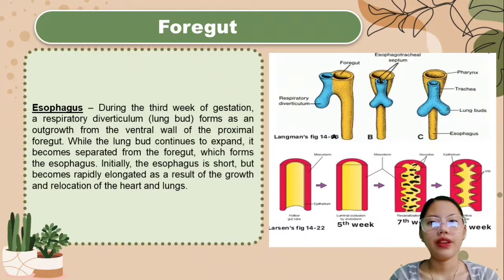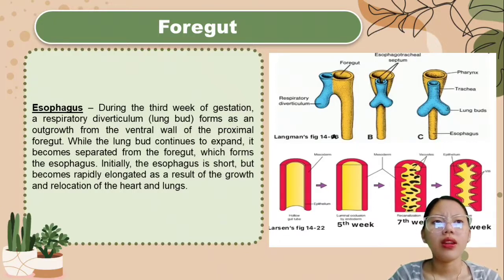So we have here the esophagus. During the 3rd week of gestation, the respiratory diverticulum or the lung bud forms as an outgrowth from the ventral wall of the proximal foregut. While the lung bud continues to expand, it becomes separated from the foregut, which forms the esophagus. Initially, the esophagus is short but becomes rapidly elongated as a result of growth and the relocation of the heart and the lungs.